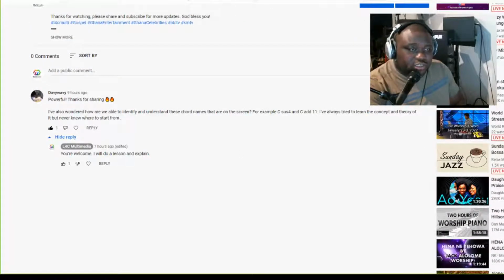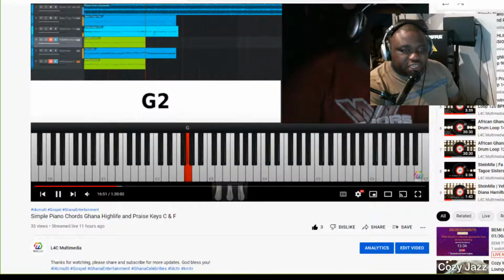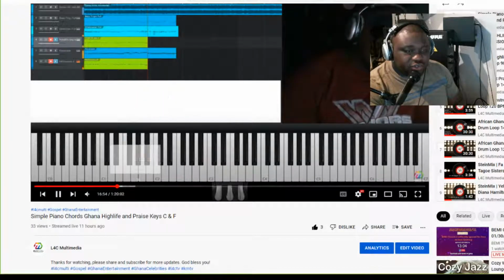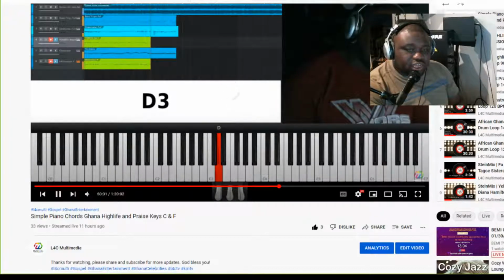The person says, powerful, thanks for sharing. This is from Davy Wavy. He says, powerful, thanks for sharing. And then he says, I've also wondered how we are able to identify and understand these chord names that are on the screen, because he sees me playing like this and he doesn't know what those are, these B things and all the stuff going on. Let's say I was to do my chords, let me go to a section where I'm doing chords. So say I'm doing chords.